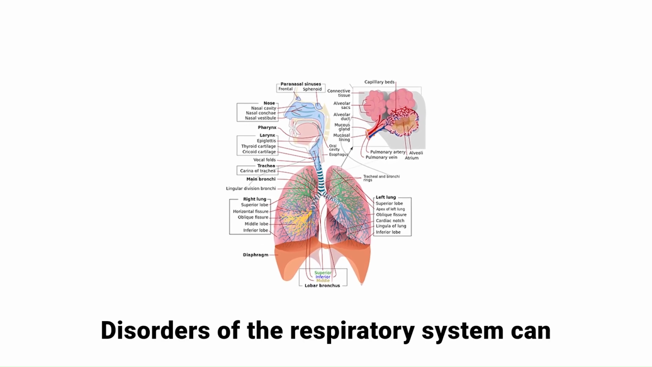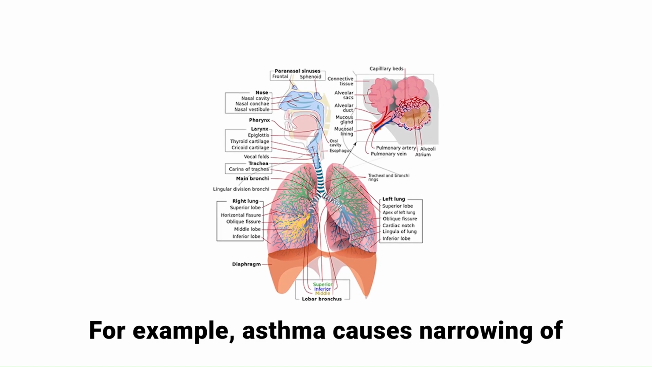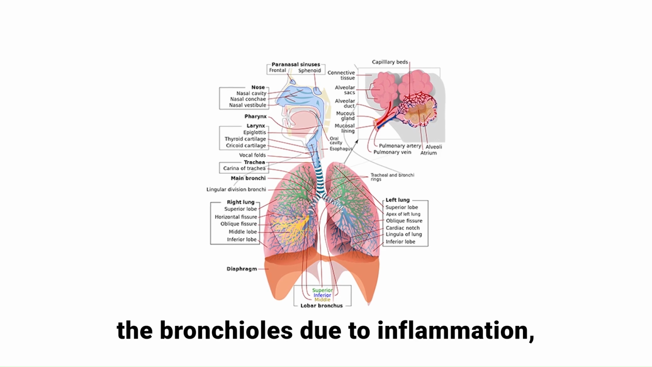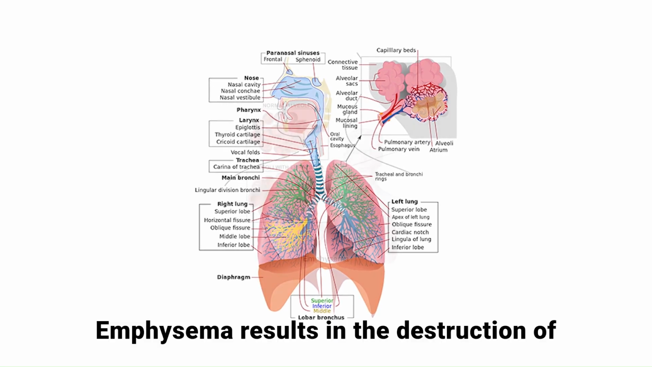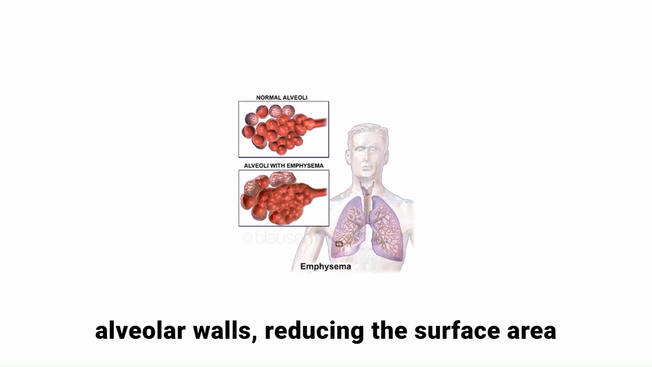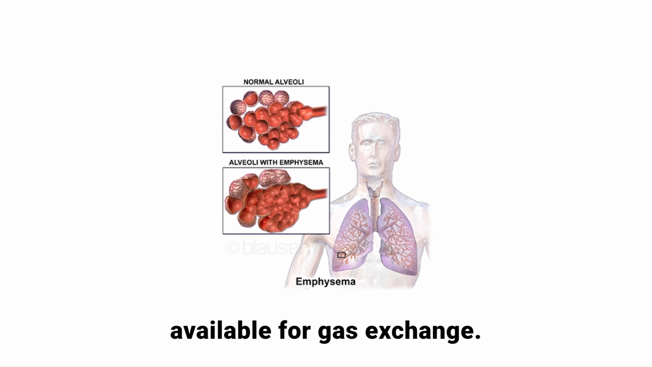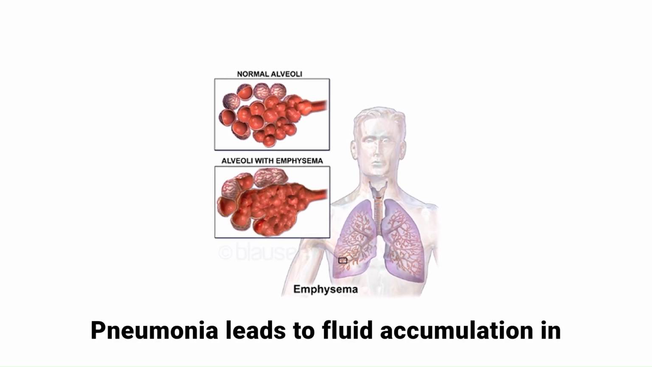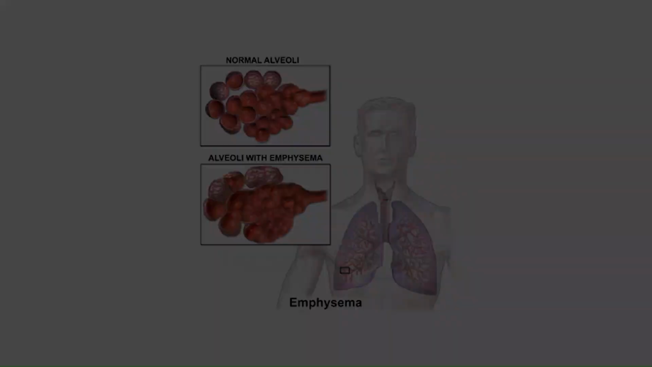Disorders of the respiratory system can severely affect gas exchange. For example, asthma causes narrowing of the bronchioles due to inflammation, making breathing difficult. Emphysema results in the destruction of alveolar walls, reducing the surface area available for gas exchange. Pneumonia leads to fluid accumulation in alveoli, impeding the diffusion of gases.